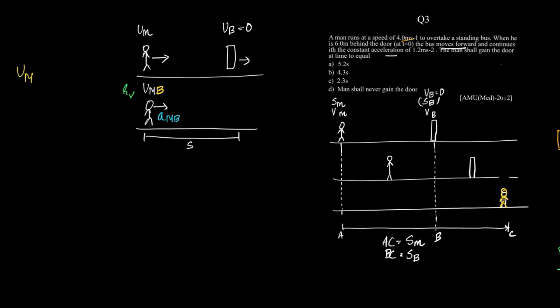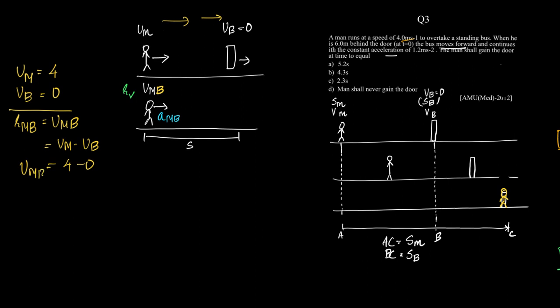initial velocity of man is given to be 4 meter per second. Initial velocity of bus is given to be 0, which means since both of them are in the same direction, the relative velocity of man with respect to b is umb, which is equal to um minus ub, which is equal to 4 minus 0. So umb is therefore equal to 4.